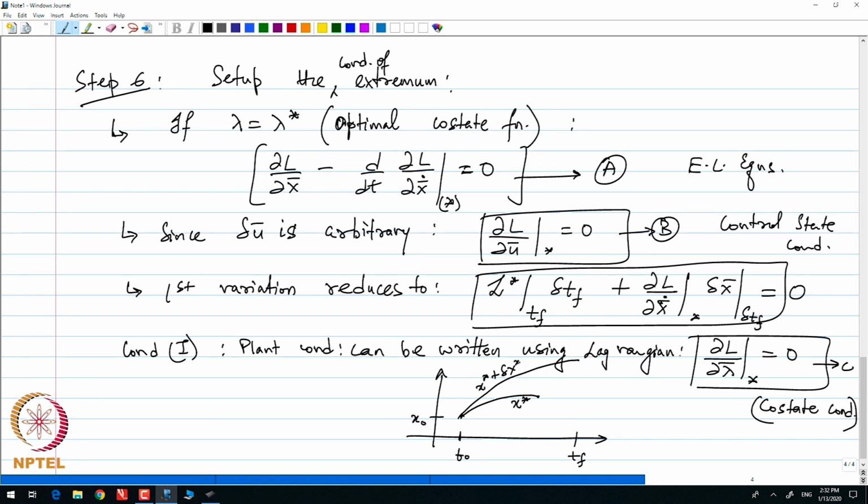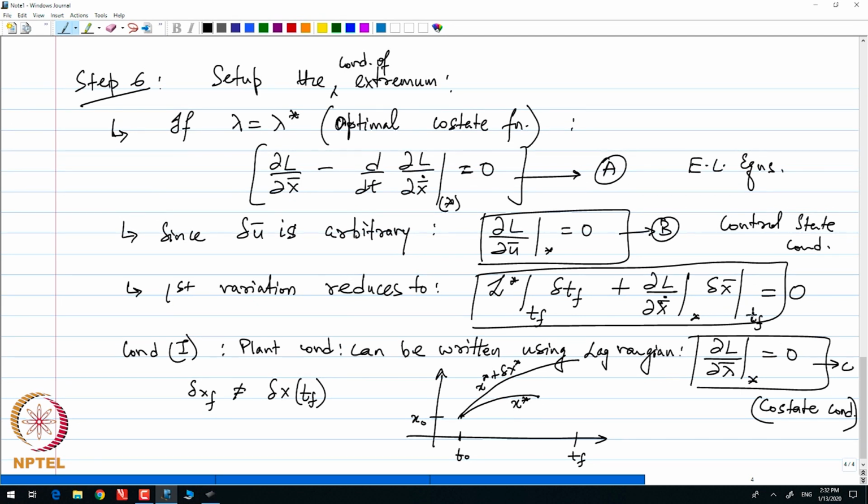What I am trying to do is highlight the fact that delta x f, the variation at the final state variable, is not equal to delta x at T f. You will see that there is a slight variation, and that is why we need to be slightly careful. So, we need to write down this boxed relation in terms of delta x f. Okay, so this is at T f.